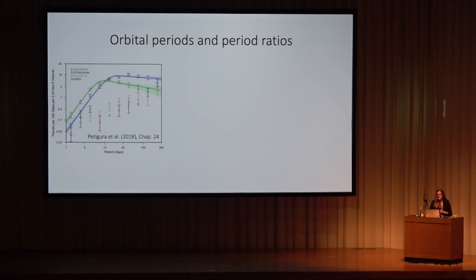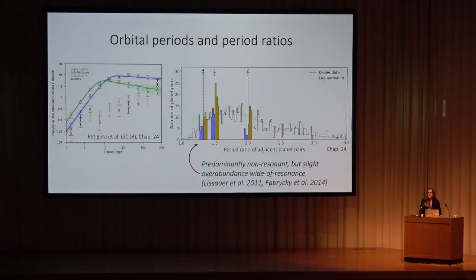These close-in super-Earths and sub-Neptunes in general show an increasing occurrence rate with orbital period out to around 10 days, beyond which that kind of flattens and maybe slightly drops. The distribution of orbital period ratios between pairs of planets within the same system is concentrated at fairly small period ratios of around 1.5 to 2. This distribution is fairly smooth overall, being well fit by a log normal. And most planet pairs are not near resonances, although there are these slight overabundances just wide of resonant locations.